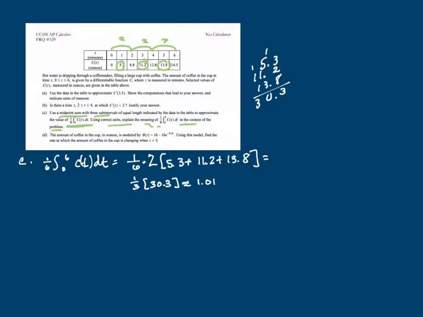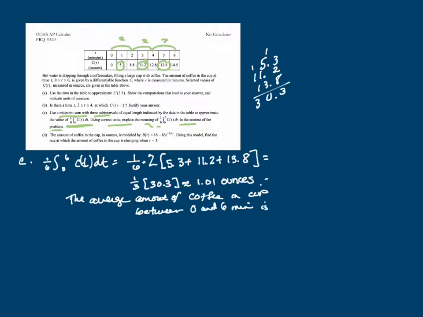So we have approximately 1.01, and we are trying to get the average, and it's the average amount, in ounces. It's not a rate, okay? And so what does it mean? This means that the average amount of coffee in the cup between 0 and 6 minutes is 1.01 ounces.